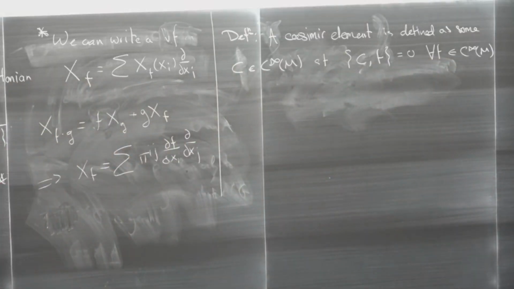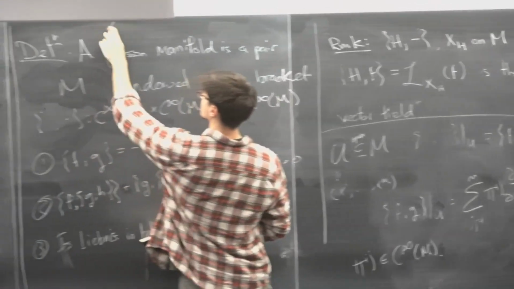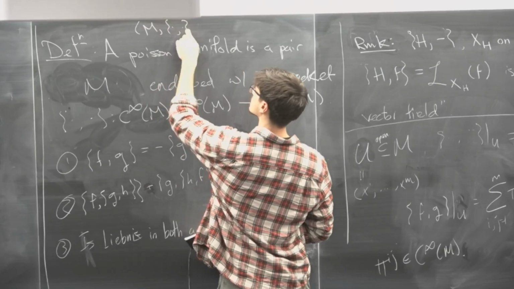Any questions so far? So the bracket is kind of like a linear transformation from functions to derivations, and the Casimir elements kind of form. Here, a Poisson manifold is a pair M with a bracket, and I'll denote this as this pair here.